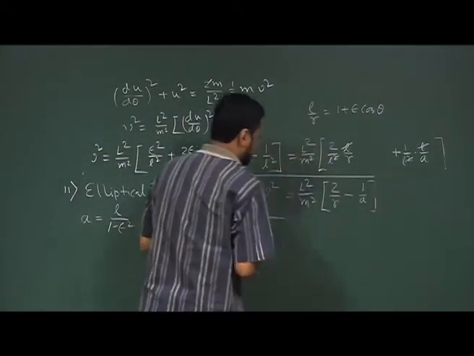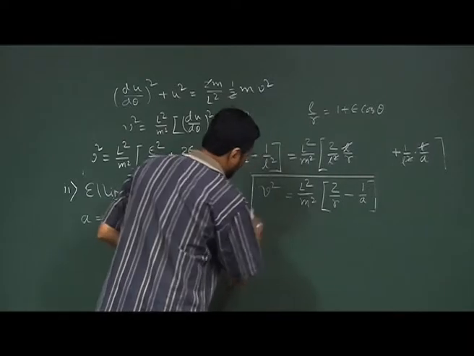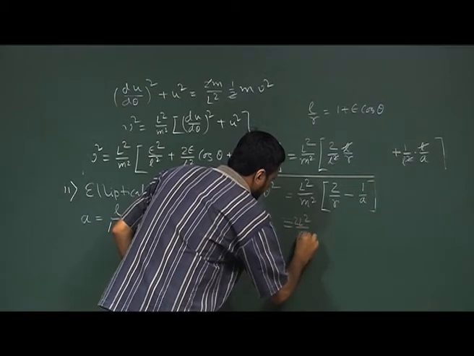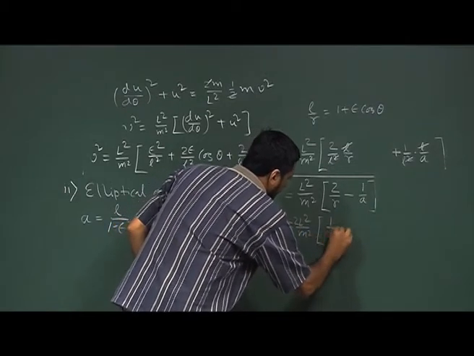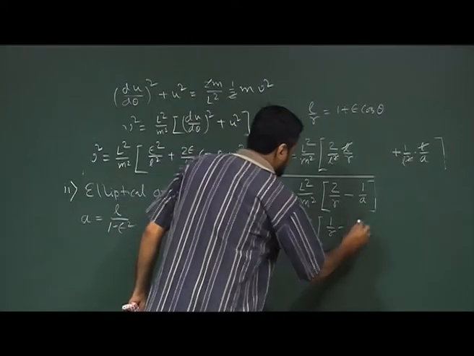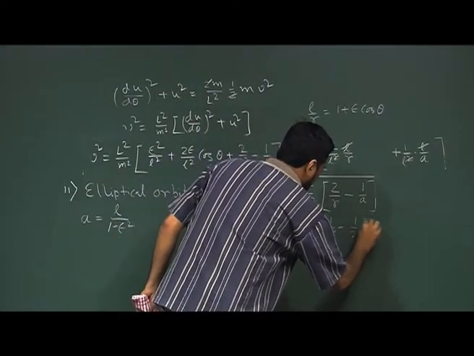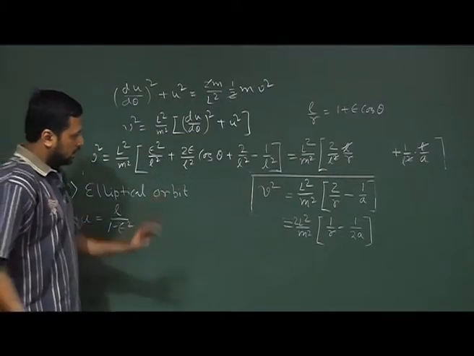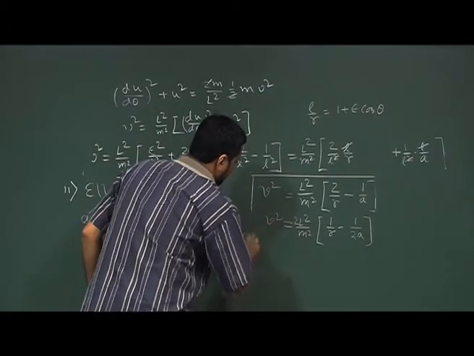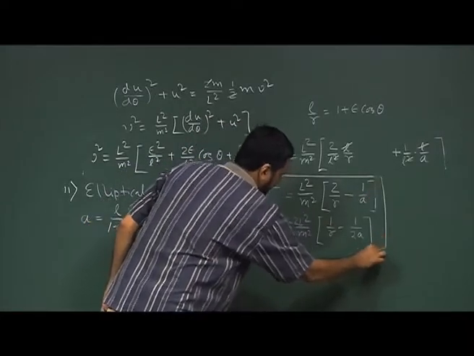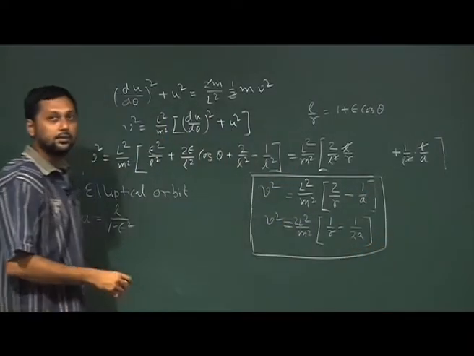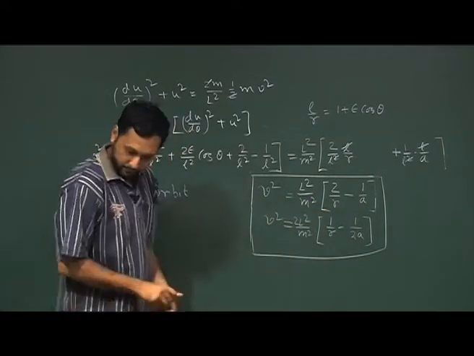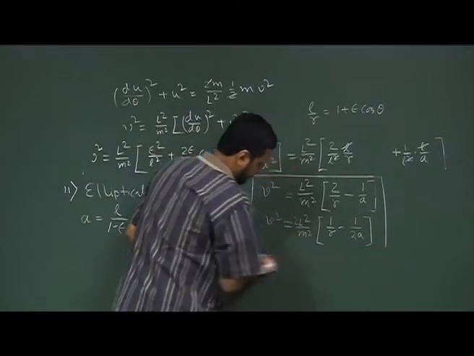If you just do one more mathematical step and write this as 2 L square by m square times (1 by r minus 1 by 2a), right. So v square is equal to this. It is the same expression, we just wrote it in a slightly different manner. Although it is the same as the first expression, it's not very different.